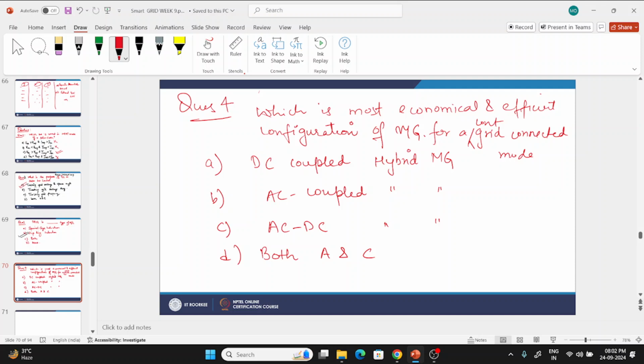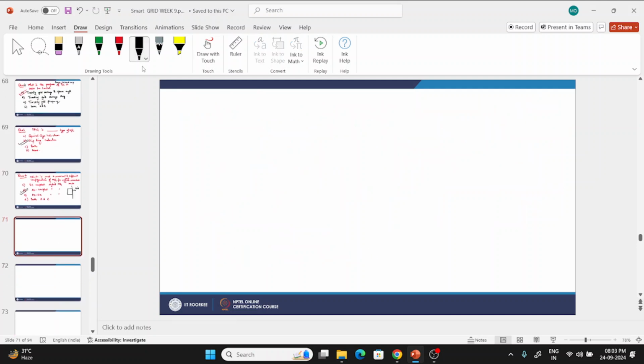ओके, देखो क्या है, कंटिन्यूअस ग्रिड कनेक्टेड मोड में क्या होगा कि हमारा जो माइक्रो ग्रिड है, it is always connected to the grid. तो एसी बस तो होगा। ठीक है, तो जनरली पावर जो है वहीं से आएगी, तो उसमें क्या होता है, एसी कपल्ड वाला ज्यादा बेहतर होता है। AC coupled hybrid microgrid is the most economical and efficient.